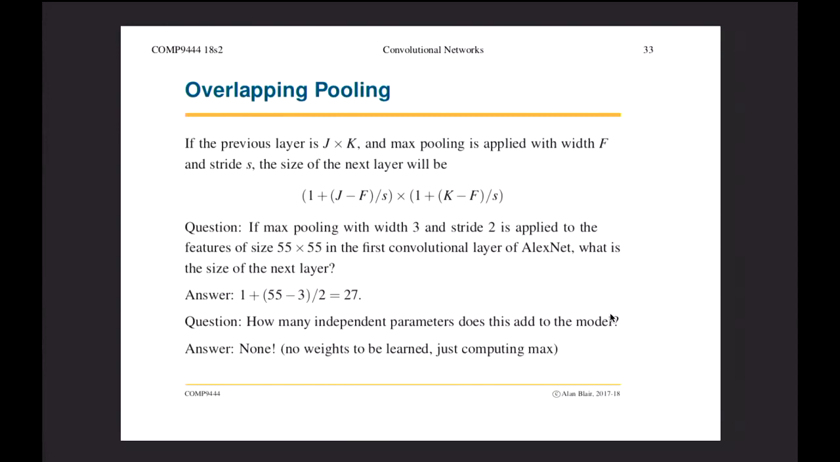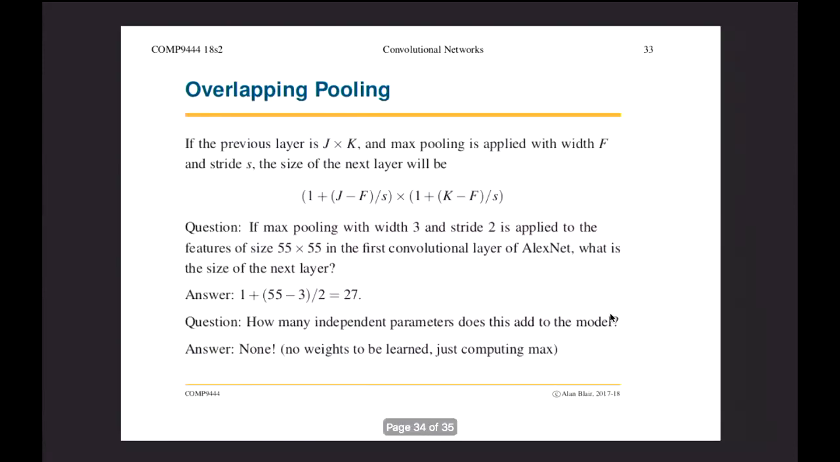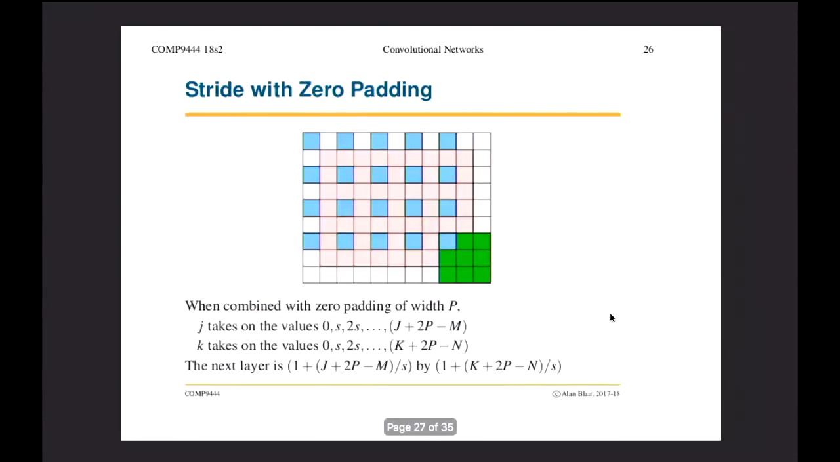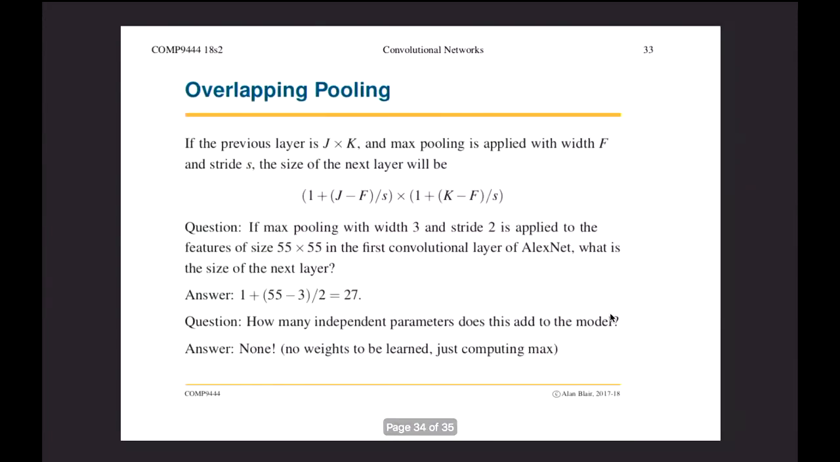How many independent parameters do the pooling layers add, or they actually don't add any? Because there's no weight here to be trained. All it's doing is looking at a bunch of numbers and picking out the maximum. Okay, and that's the filters I showed you already. Okay, so that's convolution networks. Now, does anyone have any questions about this? Yes?